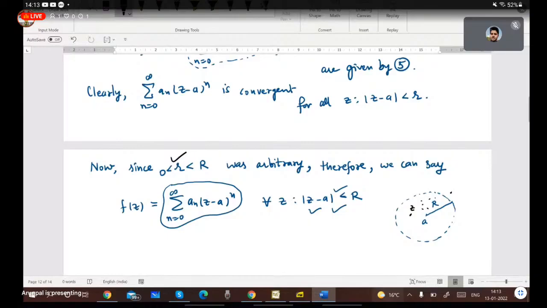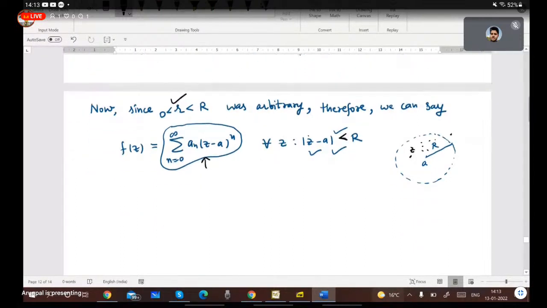I repeat. Please take a note. I am nowhere saying that this capital R is the radius of convergence of this series. What I am saying is that from our observation, we are seeing that this series is coming out to be convergent for all those jets which satisfy this condition. This is what we are getting.